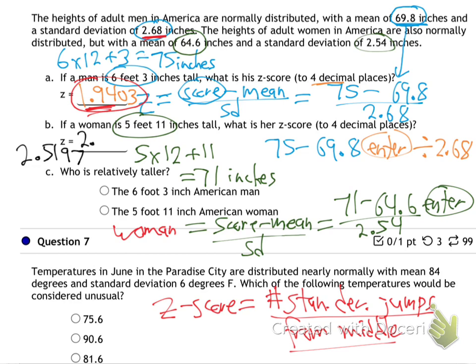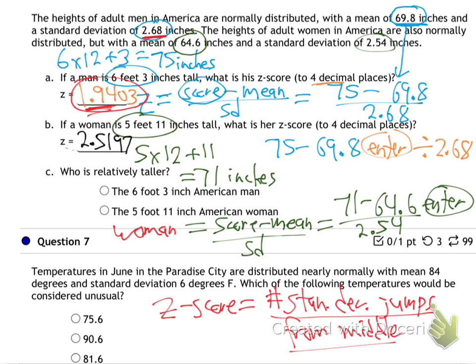Let me write it here. 2.5197. So, yeah, you all were right. That woman is more tall compared to other women than that man is. She's more than 2 full jumps above average for women. She's an Amazon woman. Right? She's just super tall. For women, that's super tall. That's 2.5 jumps. Remember the jumps we're talking about, the curve jumps.